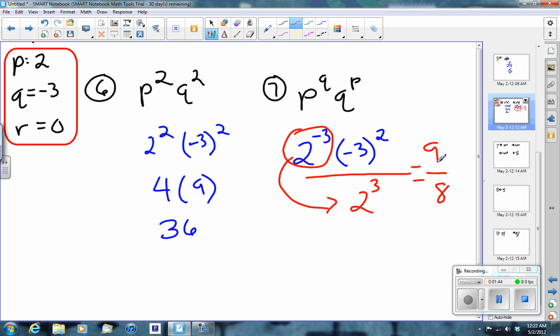So I get 9/8, or this reduces. 8 goes into 9 once with a remainder of 1. Keep your units. The denominator is 8.